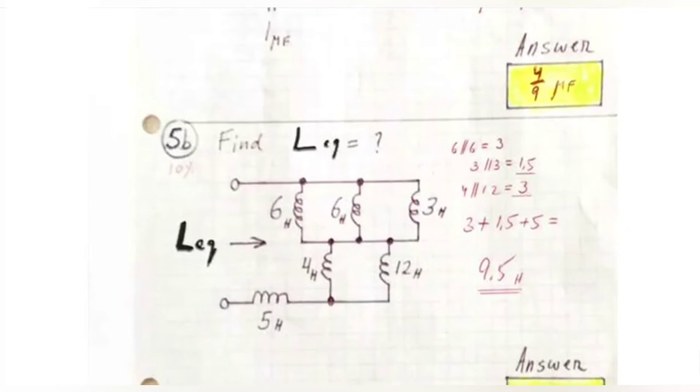And with inductors, of course, we have here 3, 6, and 6. So these are in parallel. And 12 and 4 also in parallel. So 3 and 6, and 6 and 6 together are 3. And with 3, it becomes 1.5. This becomes 3. So we have 5 plus 3 plus 1.5. It's 9.5 Henry, just like resistors.